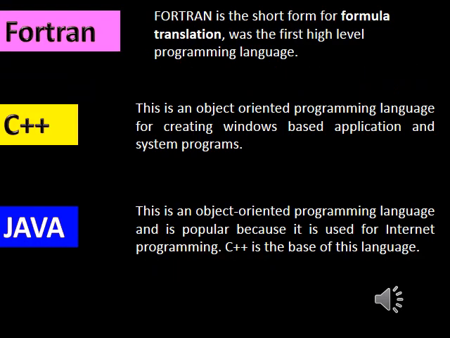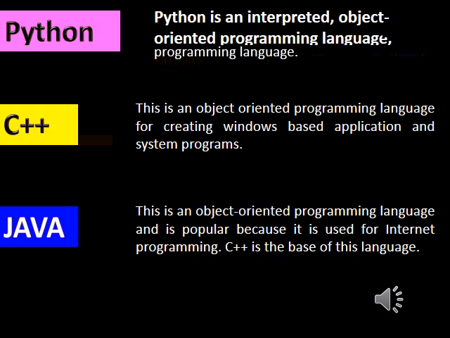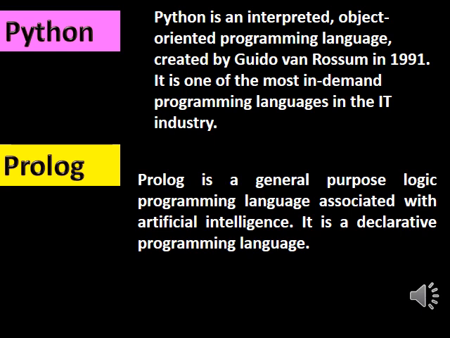Fortran, C++, Java are other examples of high level languages. Fortran is a short form of formula translation, and C++ and Java are also among the most popular programming languages. Next we have Python and Prolog. Python is one of the most in-demand programming languages in the IT industry, and Prolog is a general purpose logic programming language that is associated with artificial intelligence.